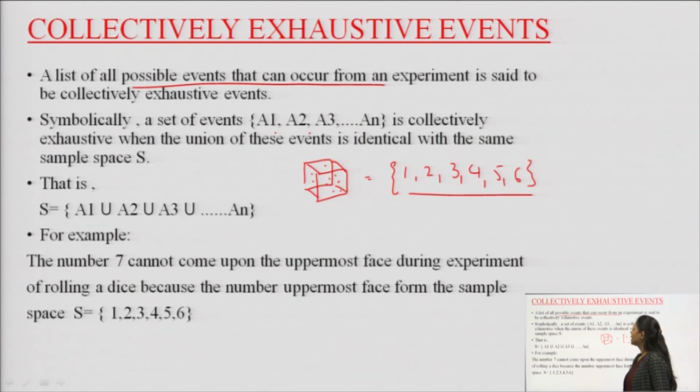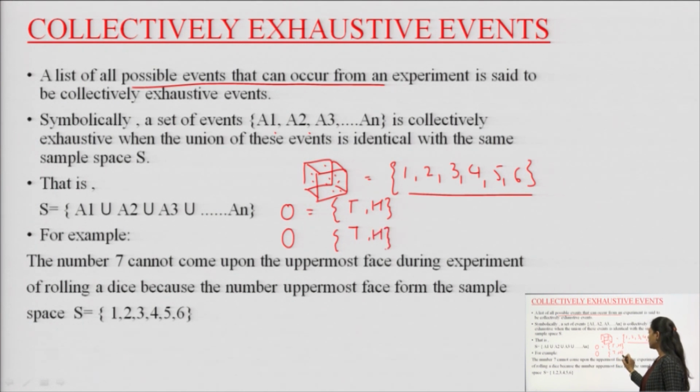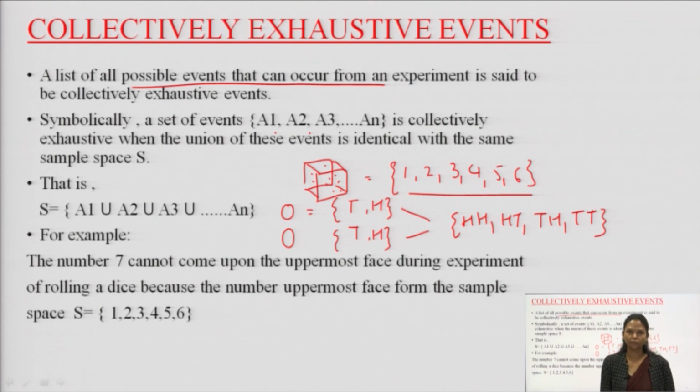That means, if I have two coins, collectively exhaustive means this could have head and tail, and this could also have head or tail, if I am tossing them twice. So, collectively exhaustive events could be head head, head tail, tail head, tail tail, if I am tossing them collectively. So, they are collectively exhaustive events.